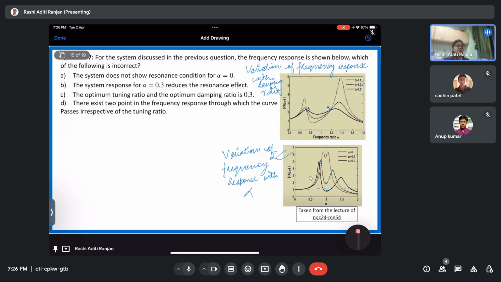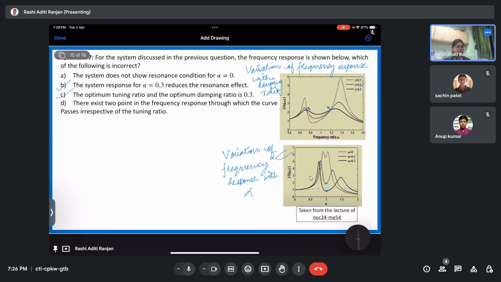The system response for alpha is equal to 0.3 reduces the resonance effect. Yes, this is the correct option. It reduces the resonance effect significantly because it has made my value come to less than 1. Right. So the optimal tuning ratio and the optimum damping ratio is 0.3. Yes, this is the correct option because in both the cases I'm getting the minimum amplitude or minimum transmissibility ratio for 0.3, and 0.3 is your either the damping ratio or your tuning ratio.